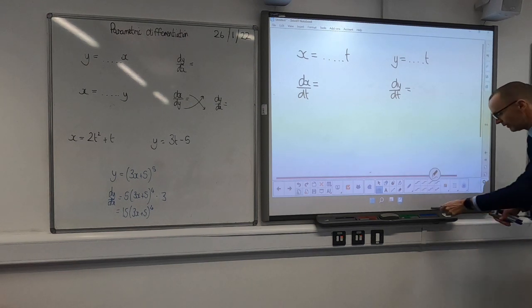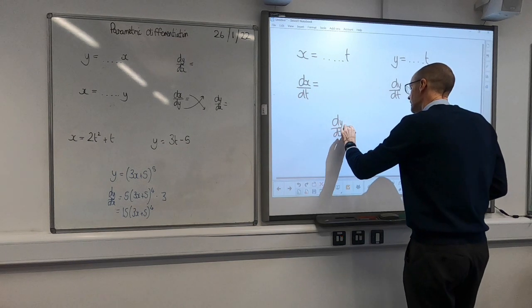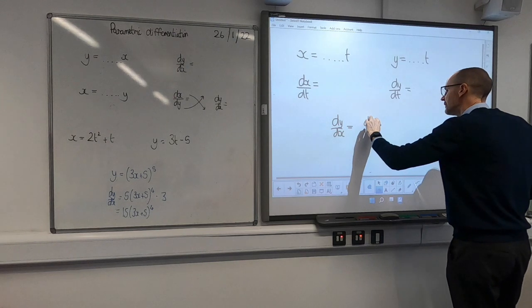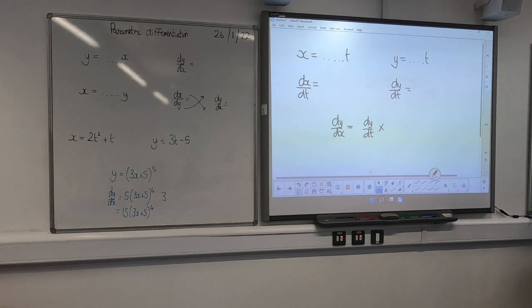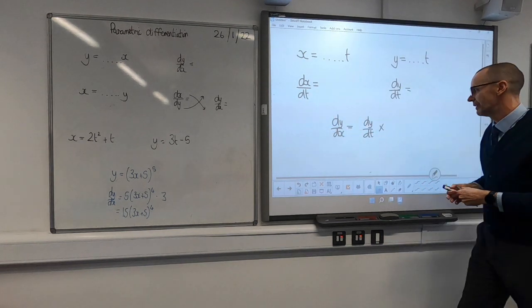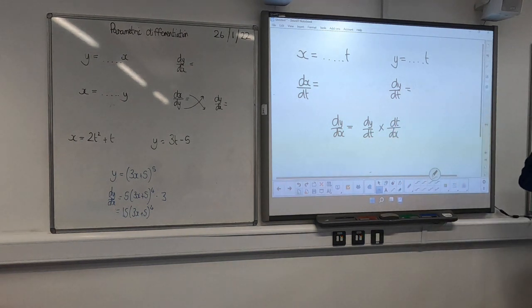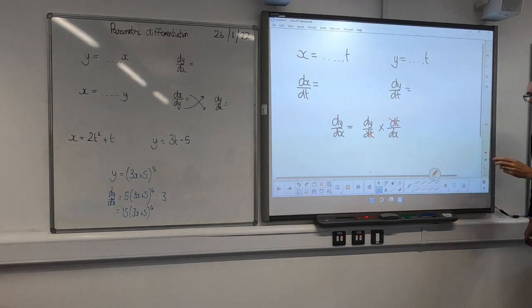What I actually want is this formula for the gradient, dy by dx. And using a similar process to the justification of the chain rule, I can get that if I take dy by dt and multiply it by, well, not dx by dt, but that flipped over, the reciprocal of that, 1 over that, or if it's a fraction, the fraction flipped. Because what happens there is the dt's cancel out and you end up with dy by dx.